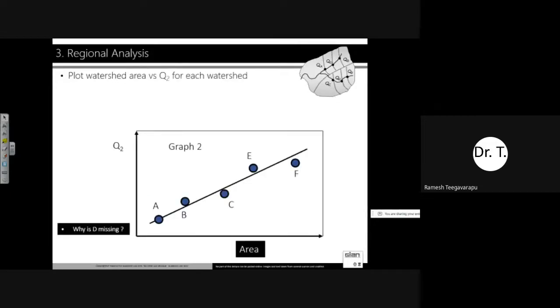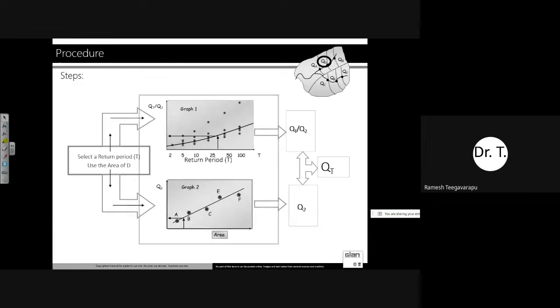So once that is done, then we fit a relationship between area and Q2. So that will help us to establish some kind of relationship. I'm just plotting it as a linear, just for the sake of simplicity, but you see D is not there here because we're not going to have a relationship between area and Q2 because we don't know Q2 at D. So we are going to have this relationship.